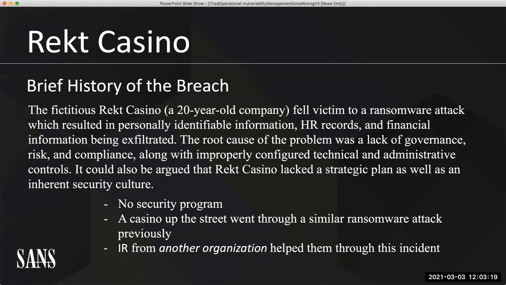They just don't have a whole lot of governance oversight. They don't have the technical controls, just all kinds of challenges that most organizations have, but they seem to excel at having all of the problems. In summary, they didn't really have a security program in place at all. They weren't paying attention to what was happening in the industry, because even up the street, another casino fell victim to ransomware. And because of their staffing issues and lack of security knowledge, they had to go to an outside organization to help them get through this incident. They didn't have much expertise in-house for almost anything security-wise.